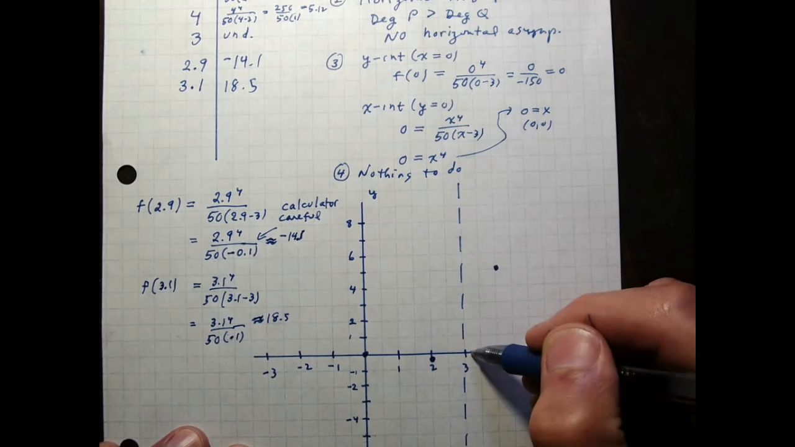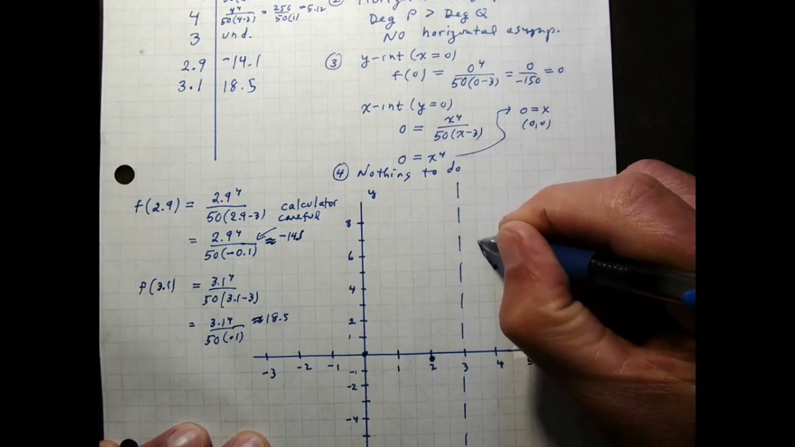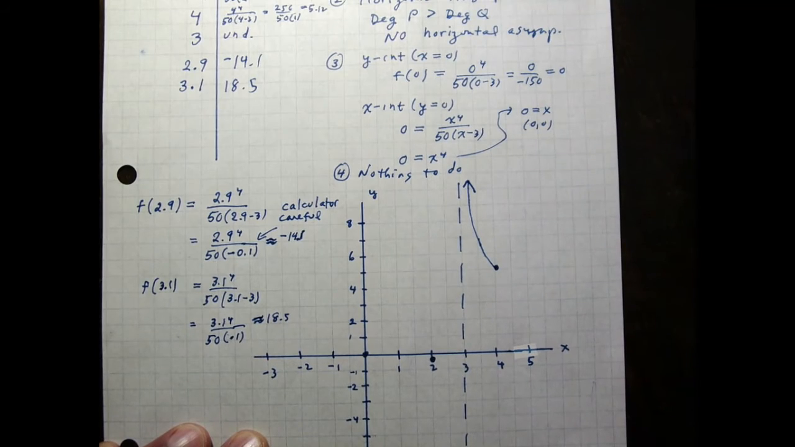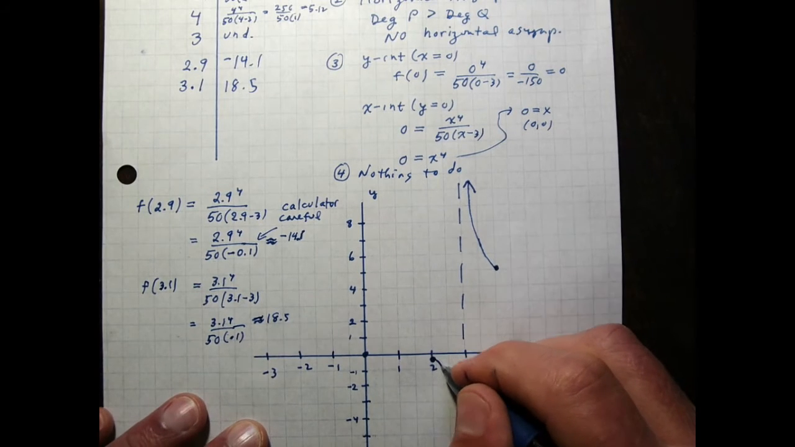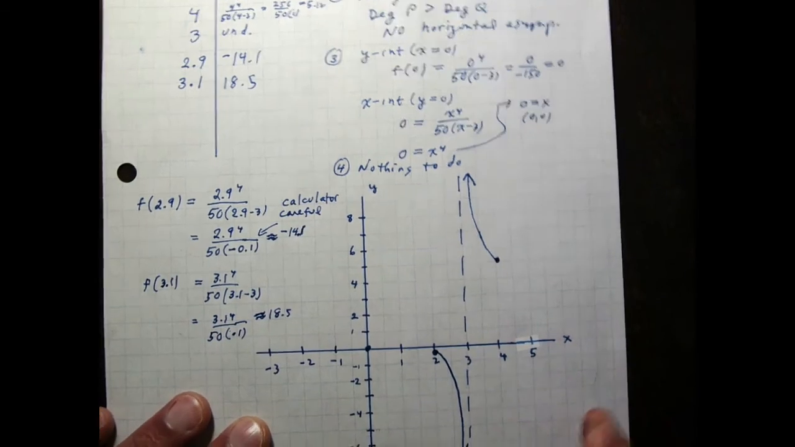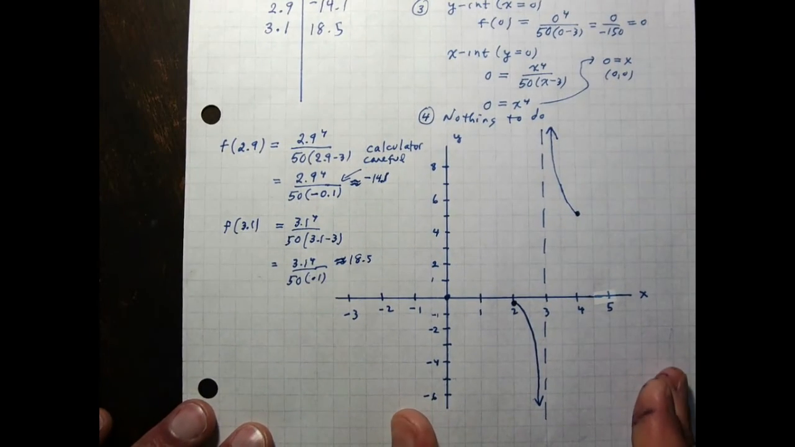So 3.1 is just to the right of 3. I know I'm very, very positive. That gives me confidence to draw the shape of the graph rising up along that vertical asymptote. And at 2.9, getting that negative number, that also gives me some confidence that the graph is plunging downward there. See how that determined that shape?